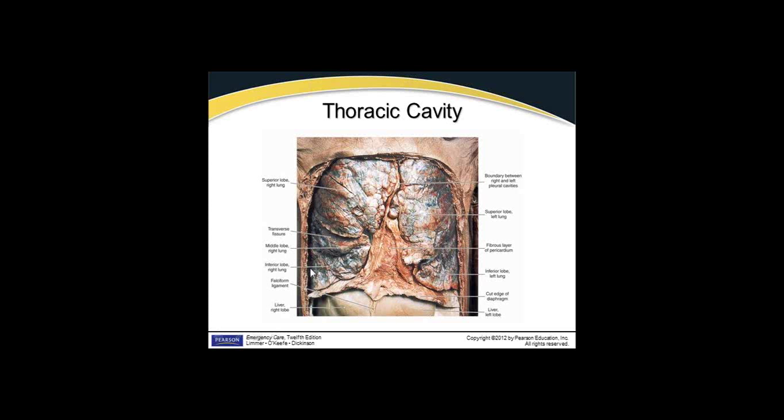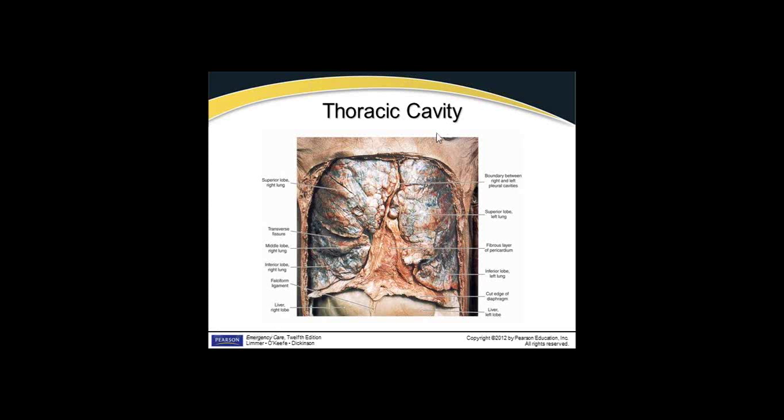The walls of the chest, and they have ribs cut. You can see rib. That's part of a rib. You can see them over here as well. Part of a rib. So the ribs will help form the major walls of the thoracic cavity.